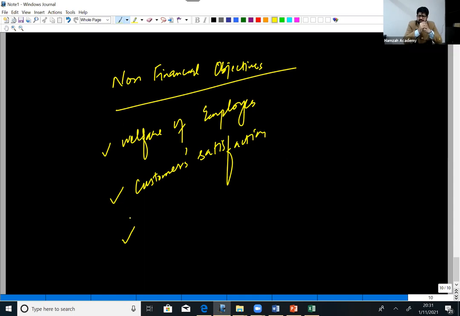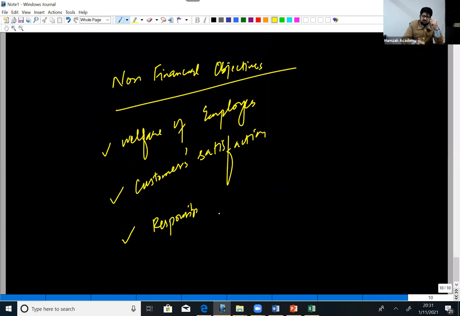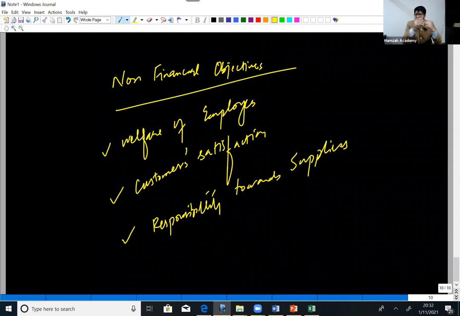Third is suppliers. Responsibility towards suppliers. You see here, these are all stakeholders of the company. We have to look after our suppliers. We will not demotivate them. We will not dissatisfy them. We will timely make payment to our suppliers. Yes, prompt payment. We'll have a good relationship.